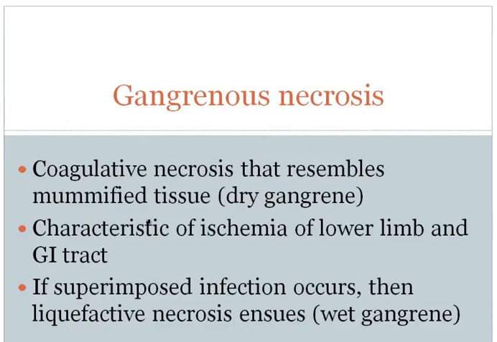That is really what we call gangrenous necrosis. Now, this is characteristic of ischemia of the lower limb. That's really the highlight here. You can also see it in the GI tract, but the classic is ischemia of the lower limb. It's not uncommonly seen, particularly in diabetics.